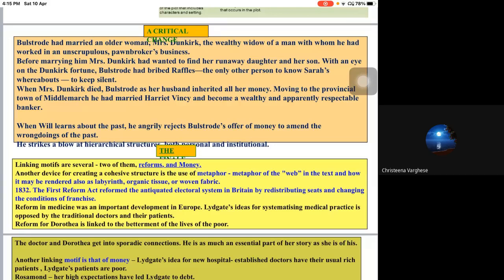When Bill learns about the past, he angrily rejects Bulstrode's offer of money to amend the wrongdoings of the past. He strikes a blow at hierarchical structures, both personal and institutional. So this is a story of Bulstrode, right? How he cheats Mrs. Dunkirk, and after she passes, takes all her money, goes to Middlemarch in this provincial town, where no one knows him, and settles down there, pretending to be honest and everything. He becomes a banker and he marries Harriet Vincey. And that is how he comes to be living in Middlemarch.